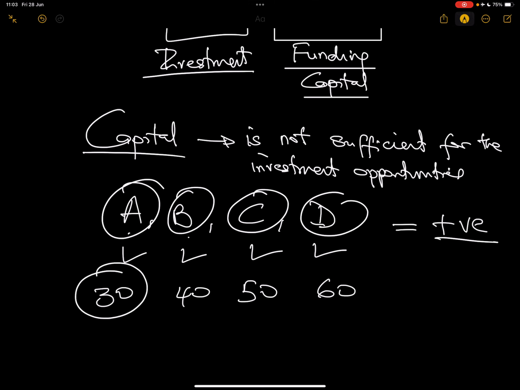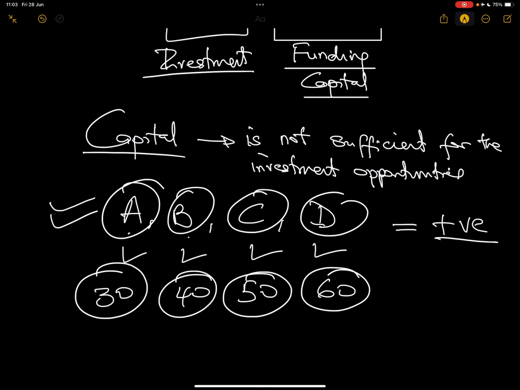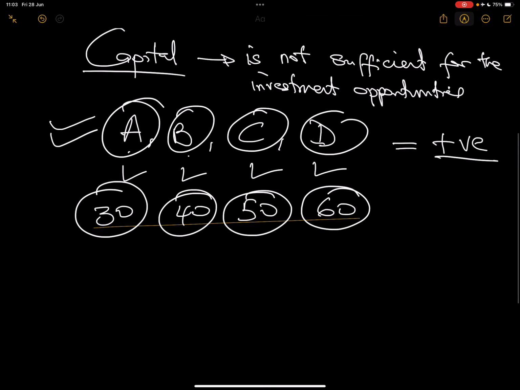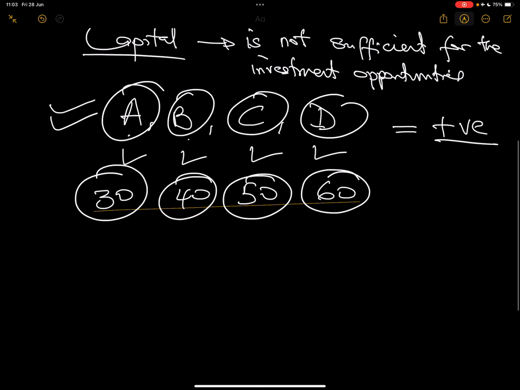So do you have all this money to embark on all of these investments? The answer will always be no. You will never have enough. So the question is now, how do you decide which investment you should do based on the available capital, based on the available funding? Which investment should you do? And obviously, you want to do the investment that gives the higher NPV.